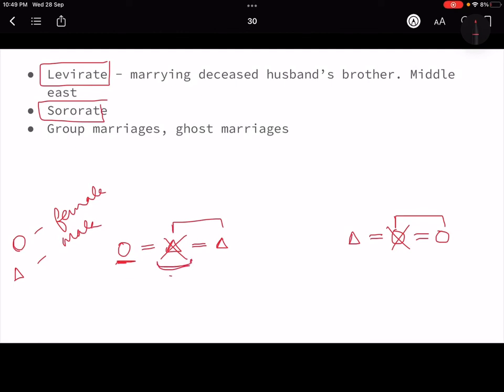Deceased husband's brother, this becomes a levirate. Okay, this is a levirate. And sororate is when a husband marries the deceased wife's sister, right? So that becomes a sororate. So basically they do this because then family integrity and family unity are maintained.